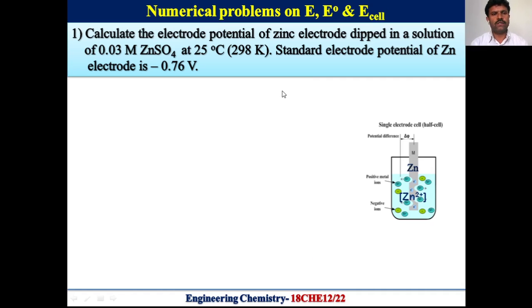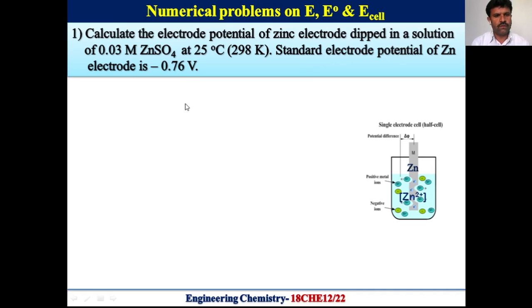Let's start solving some problems on electrode potential, standard electrode potential and EMF of the cell calculations. The problem number 1. Calculate the electrode potential of zinc electrode which is dipped in a solution of 0.03 molar zinc sulfate at 25 degrees Celsius or 298 Kelvin. The given standard electrode potential of zinc is minus 0.76 volt.